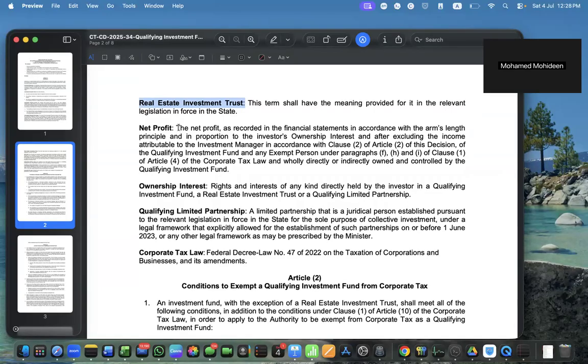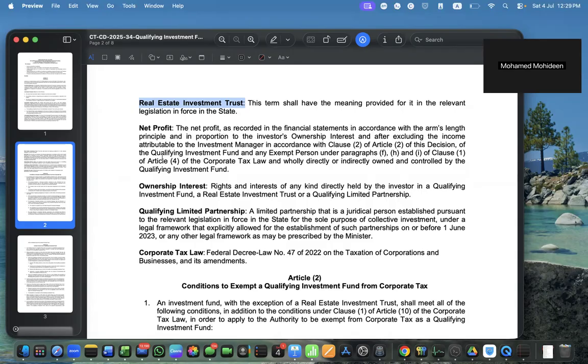Now, what about net profit? Again, we know the concept of net profit, but it may have a unique meaning. The net profit as recorded in the financial statements in accordance with the arm's length principle and in proportion to the investor's ownership interest. So we are considering the proportion of the investor's ownership interest in the net profit as recorded in the financial statements.